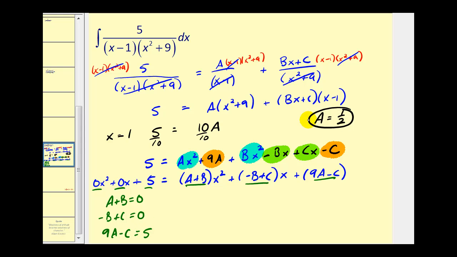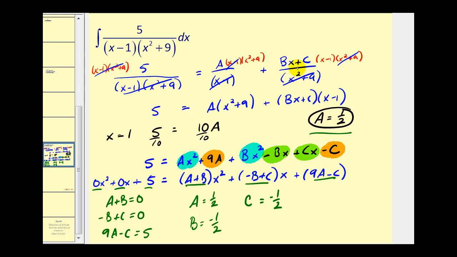Remember, we already know that A is equal to 1/2. So if we take a look at this first equation, if A is equal to 1/2 and A plus B is equal to 0, we know that B is equal to negative 1/2. And then looking at the second equation, if negative B plus C equals 0, well, negative B would be positive 1/2, therefore C must equal negative 1/2.